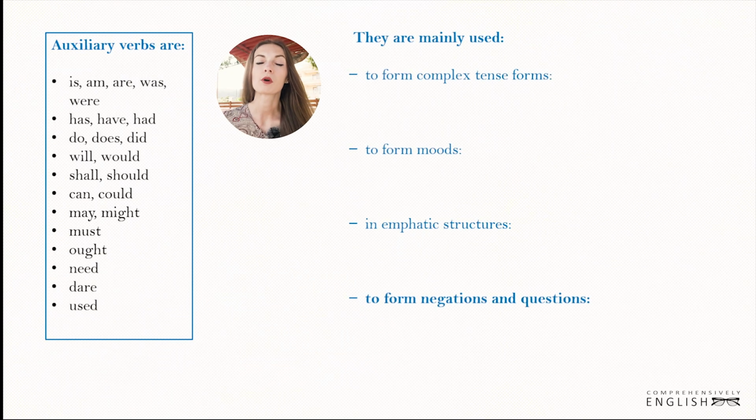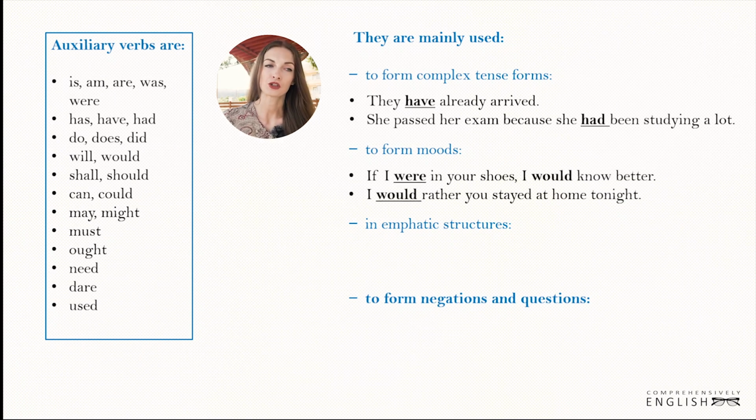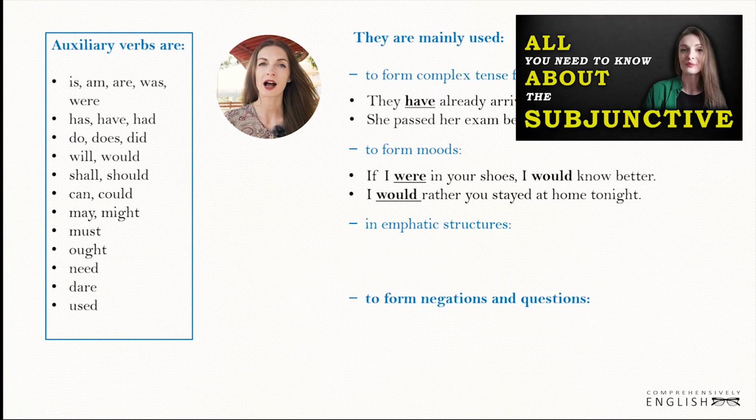Where do we use these auxiliary verbs apart from negative statements? We use them to form complex tense forms, like they have already arrived, or she passed her exam because she had been studying a lot. We use them to form moods. If I were in your shoes, I would know better. I would rather you stayed at home tonight. You can check my video on the subjunctive mood if you're not sure how these two sentences were formed.